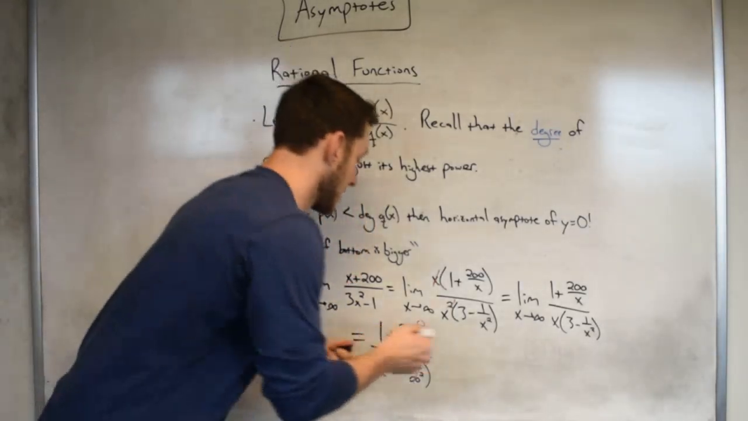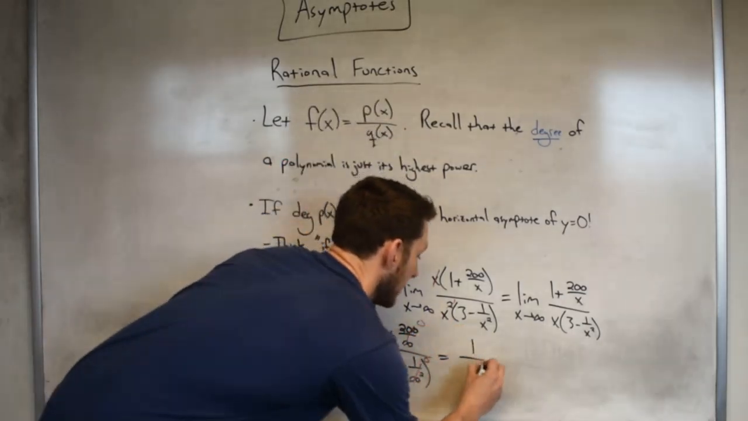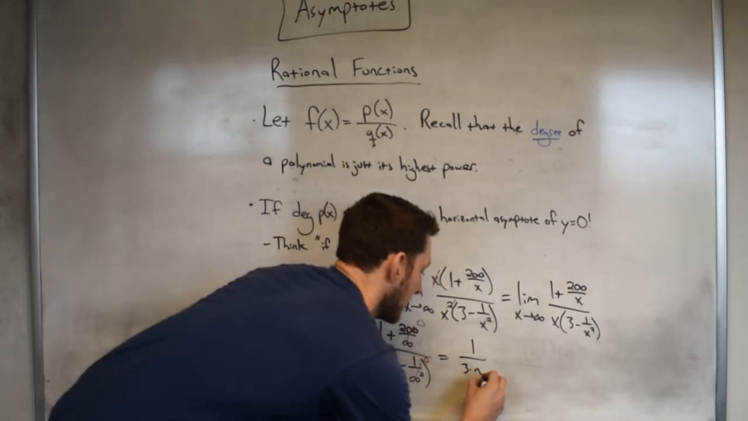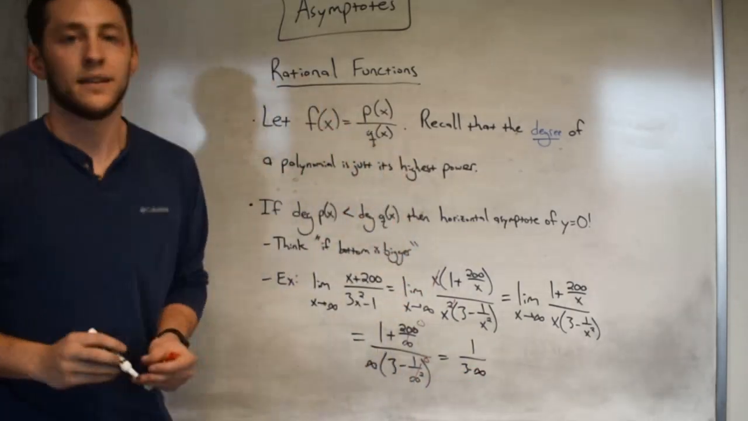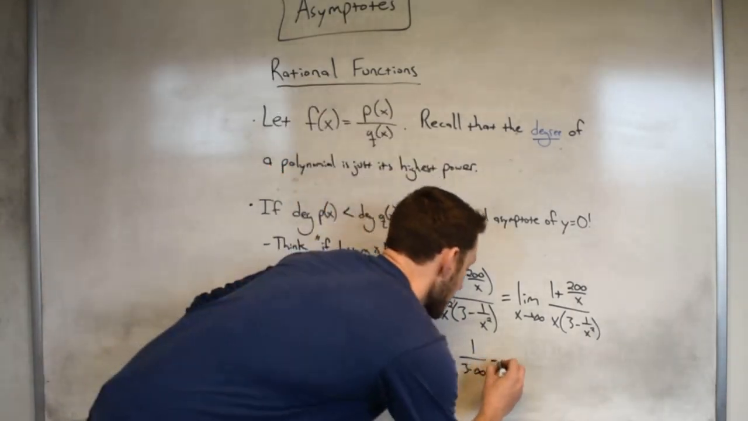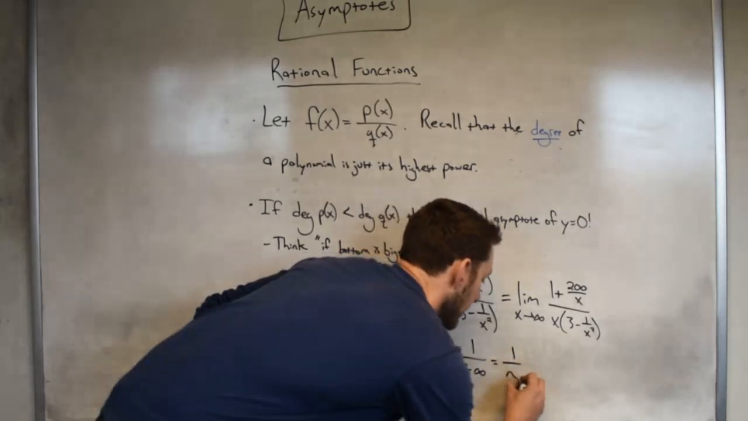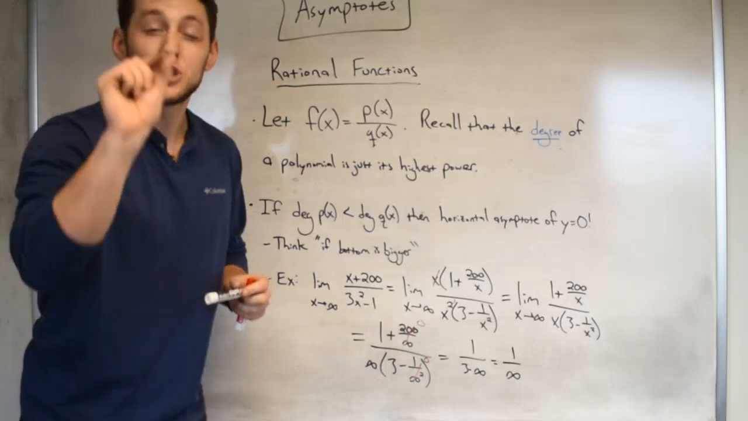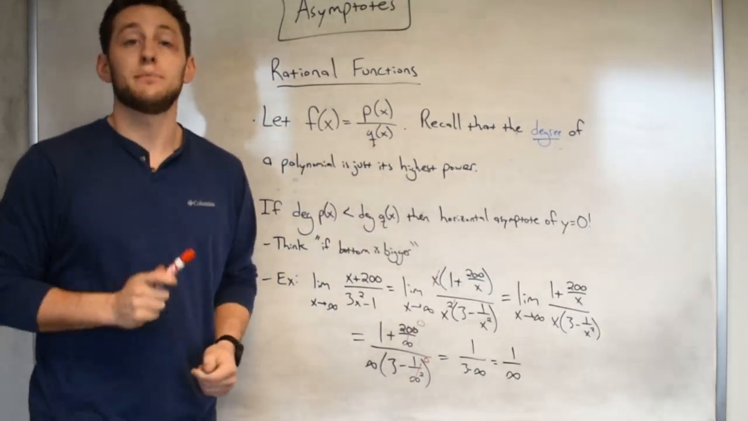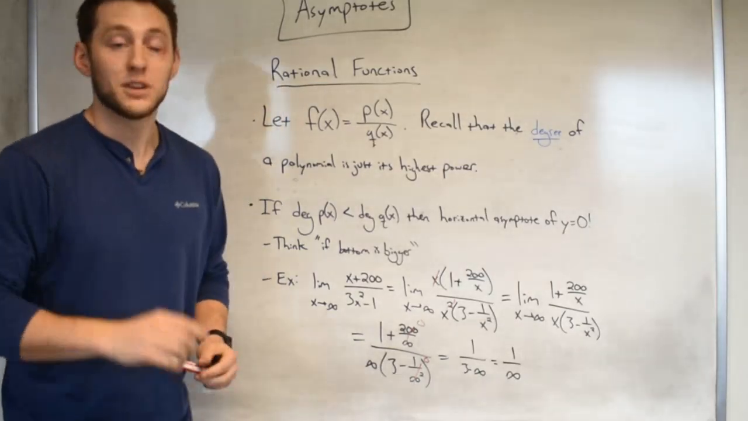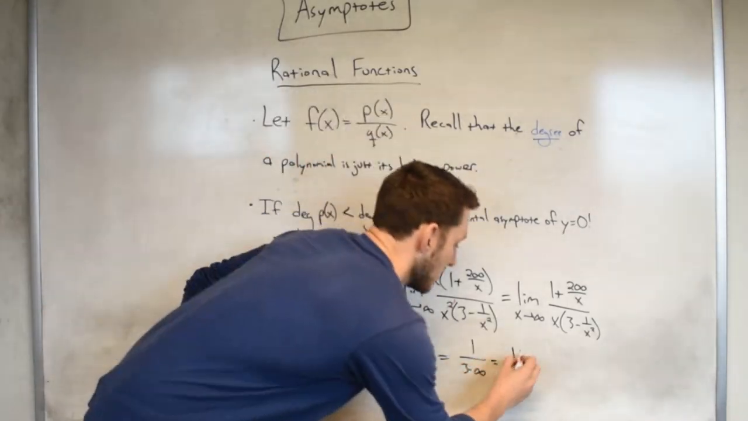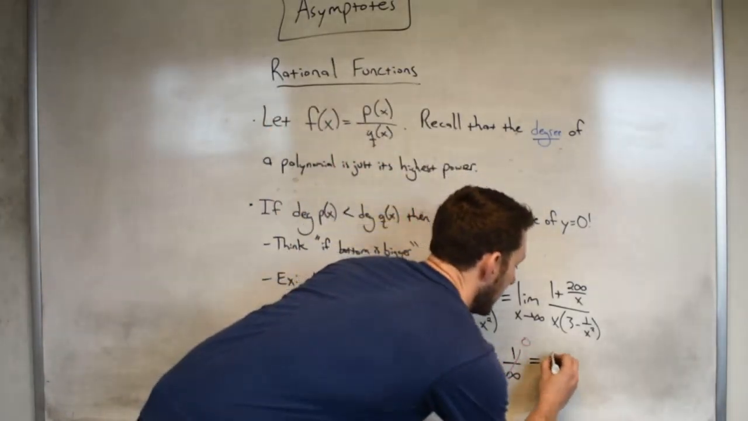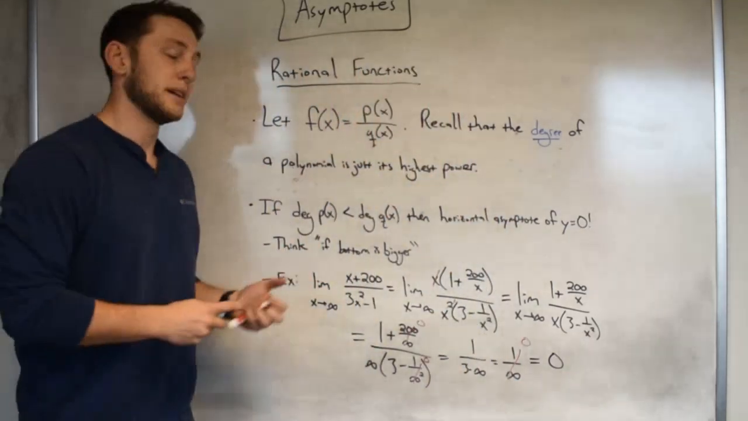This leaves me with 1 over 3 times infinity. Now 3 times infinity is still infinity, so we have 1 over infinity. But remember what we just said. If you divide by infinity, you become 0. So this thing cancels out to 0, leaving me with an answer of y equals 0 for my limit.